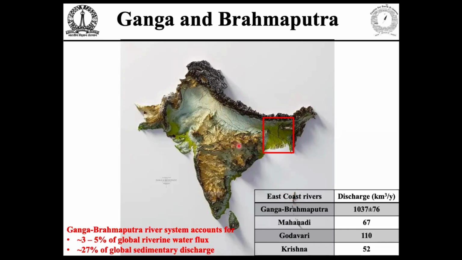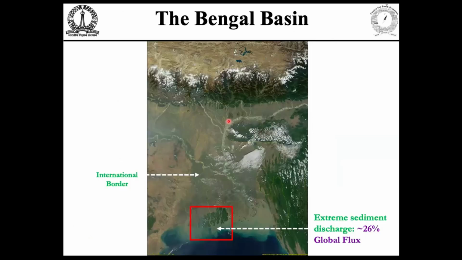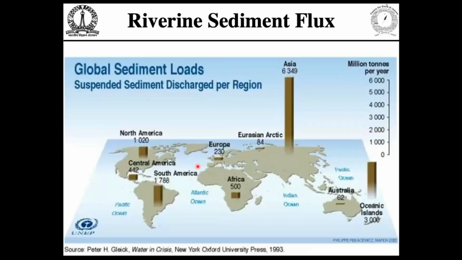So among the rivers which are draining into the Bay of Bengal, Ganga-Brahmaputra carries around 1,037 cubic kilometers per year of water, whereas all other rivers combined is almost 20% of the total Ganga-Brahmaputra discharge. So the Ganga-Brahmaputra system dominates the discharge of Indian rivers on the eastern coast. Okay. And we already talked about the amount of sediment being carried by this river, which is around 26% of the global discharge. Now, in terms of water discharge, Ganga-Brahmaputra is around 4 to 5%. But in terms of sediment discharge, it's around 25%.